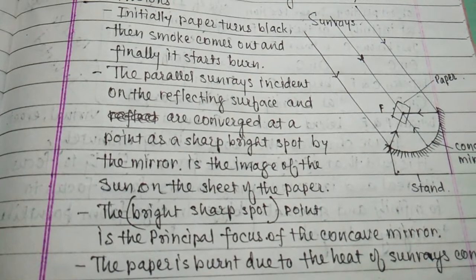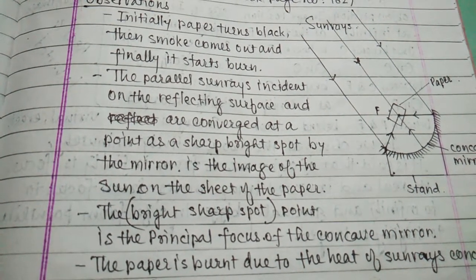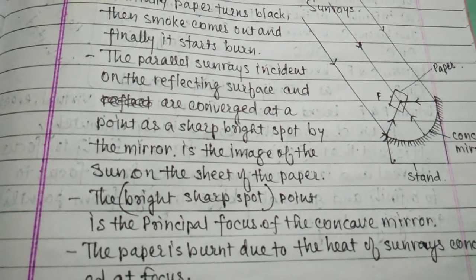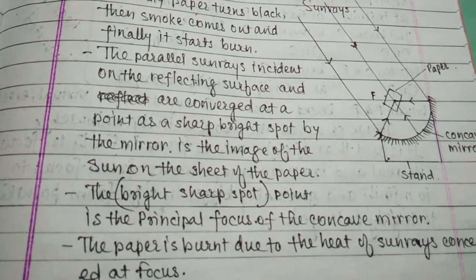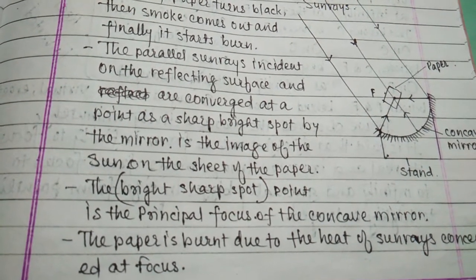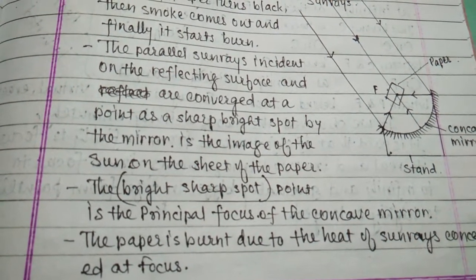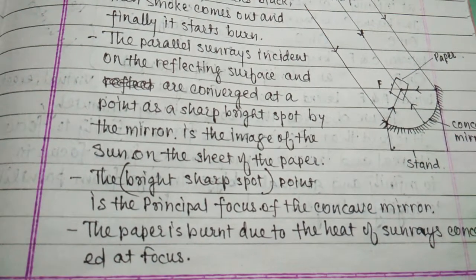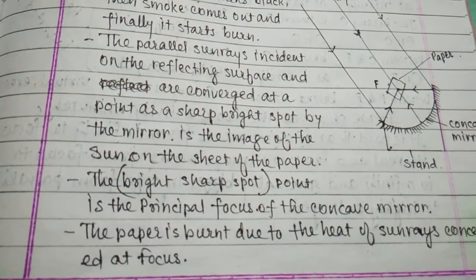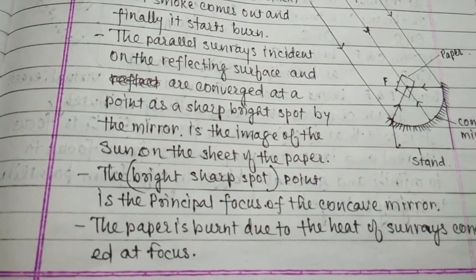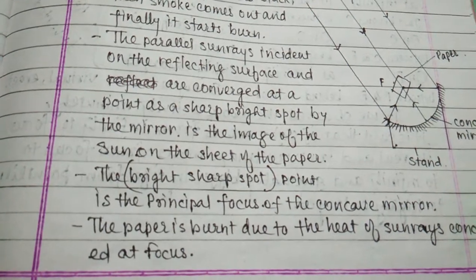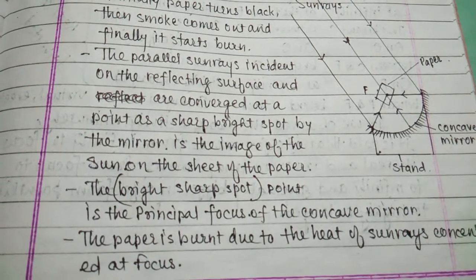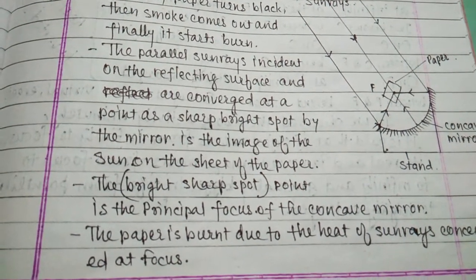The parallel sun rays incident on the reflecting surface converge at a point as a sharp bright spot by the mirror. You know that the sun's diameter is very much higher than the earth's, but its image appears point like. It is a sharp bright spot. At this point the solar energy is concentrated, so heat at that point is increased. So the temperature of the paper rises to its ignition temperature and the paper is burned.